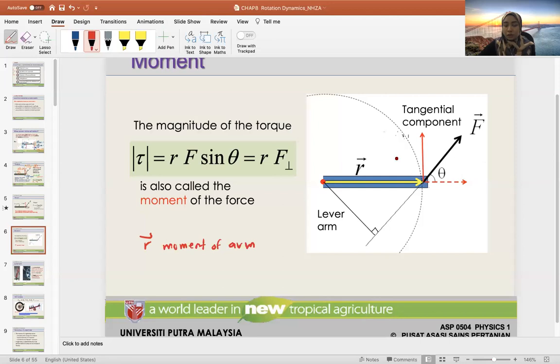So why do we want F to be perpendicular? Because we want a force that is tangential to the circular motion. So this is our circular motion. This is our door, right? Kalau kita tolak sampai hujung, it is actually a circular motion. And we want to know what is the tangential component of the force that is applied to the door. Itu je.